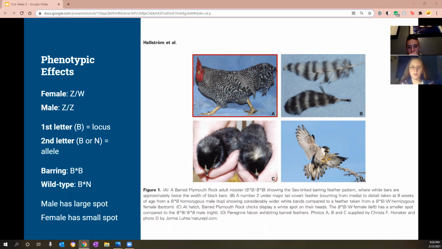The B locus shows a classical gene dosage effect. BB homozygotes display wider white bands than either BB-BN heterozygotes or BB-W hemizygotes. Other characteristic phenotypic effects of the B allele include the dilution of the dermal pigment in the shanks and beak and a white spot on the head, which is larger in males than in females.